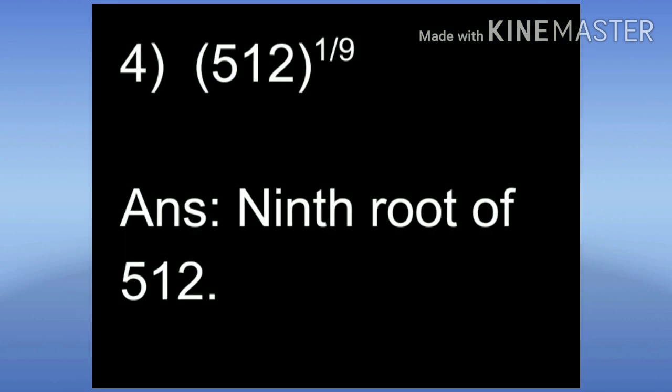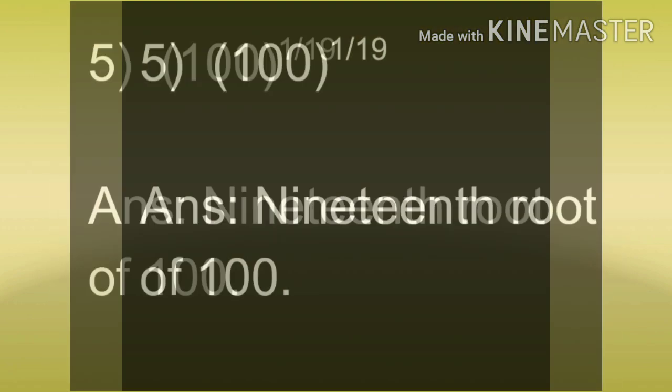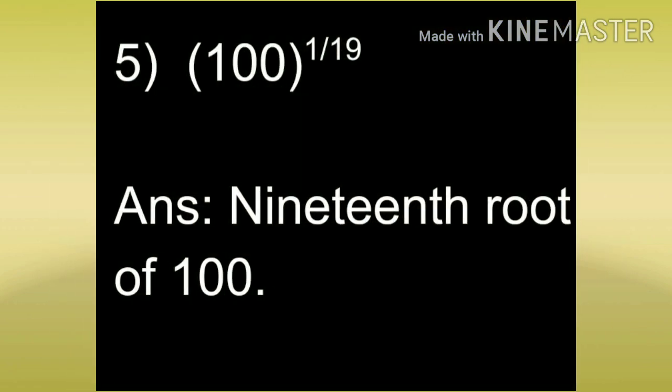Question number 4. 512 raised to 1 upon 9. Here, children, what is the denominator? 9. So it means 9th root of 512. Question number 5. 100 raised to 1 upon 19. Here, children, the denominator is 19. So the answer will be 19th root of 100.